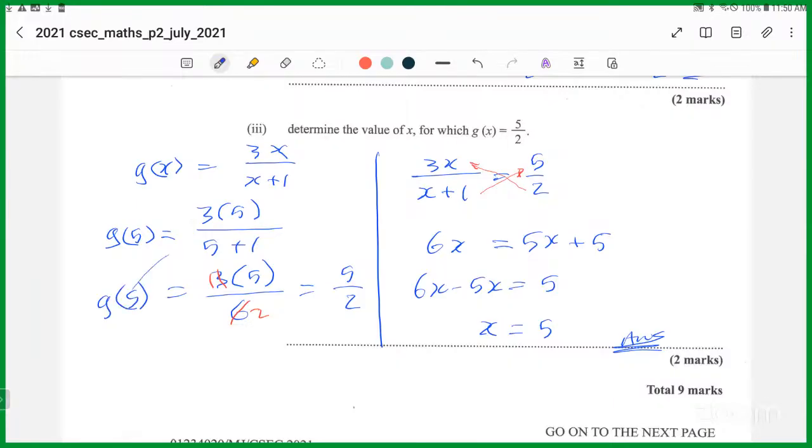So the x value inside here is 5 when the answer is 5 over 2. And that is it. Are you okay with that? Can I move on?